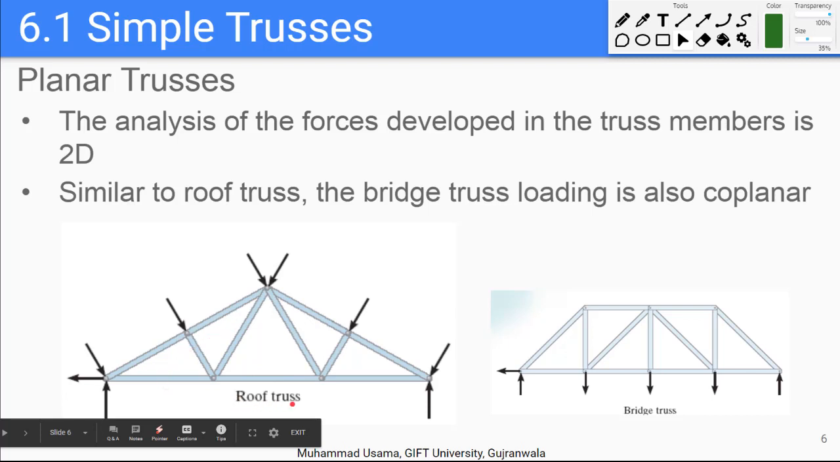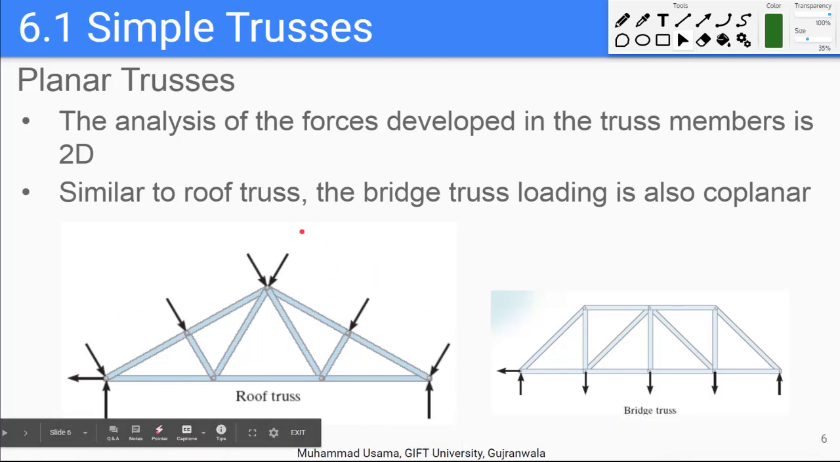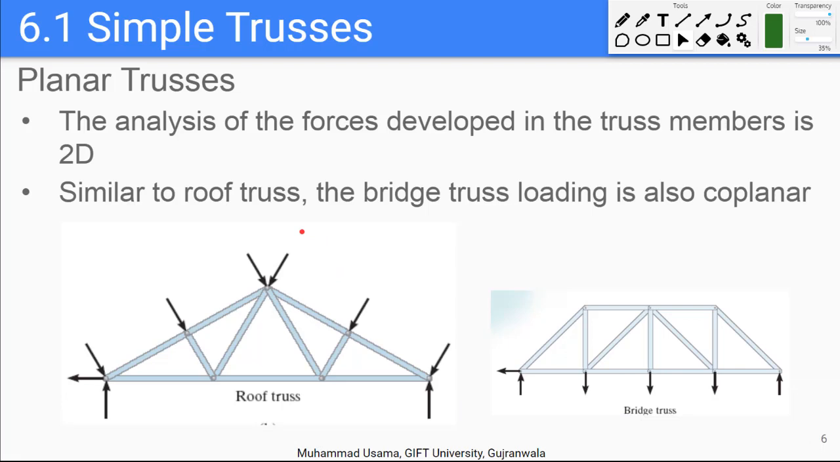This is a truss for a roof, and this one is a truss for a bridge, and these arrows show the external loadings on the bridge, and these are the external loadings on the roof. And other than that there are many practical situations where the structures are basically simple trusses, and I'm sure all of us here would have seen those practical situations. So here is another.